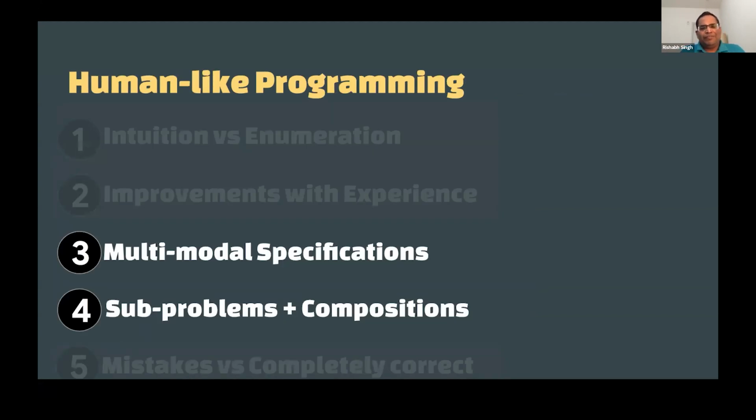Great, yeah. So this was briefly about how we can build systems that can go beyond just supervised training. Now, let me talk briefly about the other two capabilities: that human developers can look at specifications in many different forms, as well as this notion of breaking down a problem into sub-problems and learning compositions.